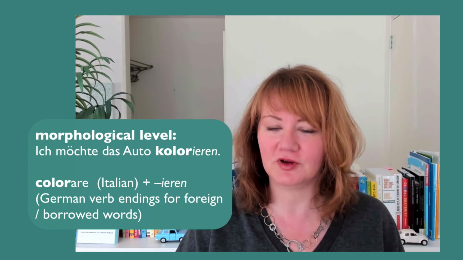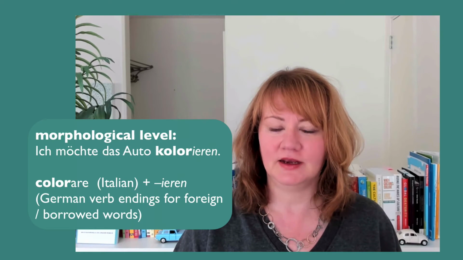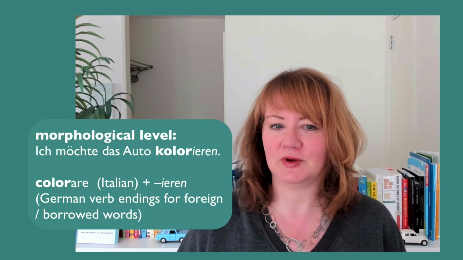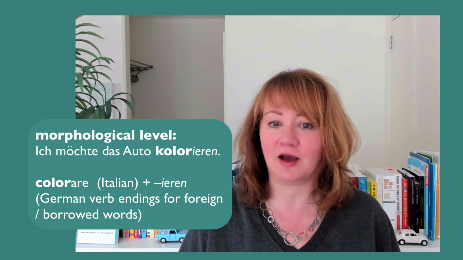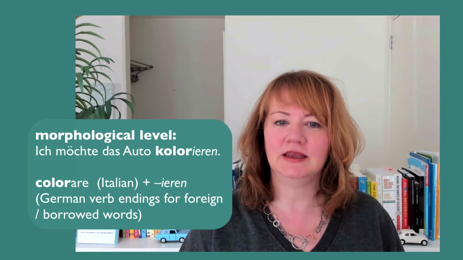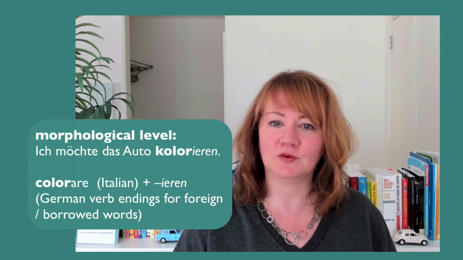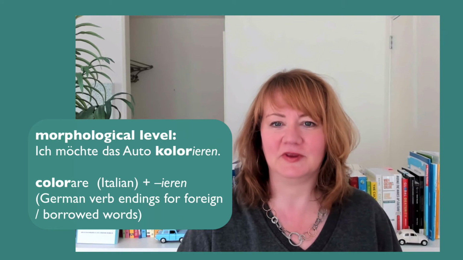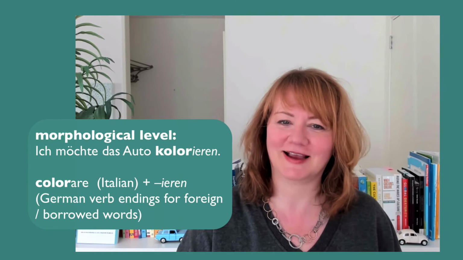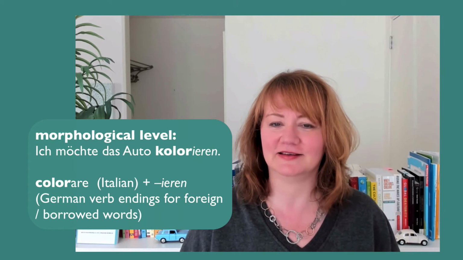Let's make an example of code mixing on a morphological level. Ich möchte das Auto kolorieren. I want to color the car. Now, the verb kolorieren exists in German, but this particular child had never heard that word used in German, but only ausmalen or anmalen. But he used frequently the Italian verb colorare, which led him to use kolorieren in this particular context, where color is taken from the Italian colorare, voglio colorare la macchina, and ieren is the ending of some verbs in German sentences, for example, probieren.